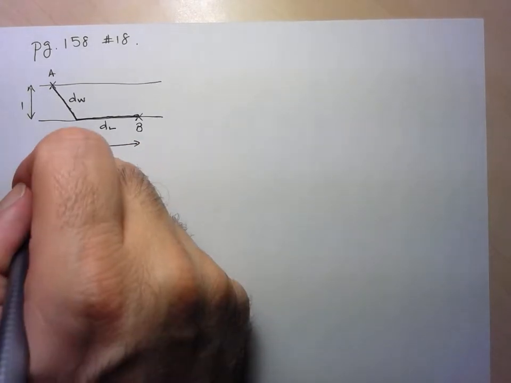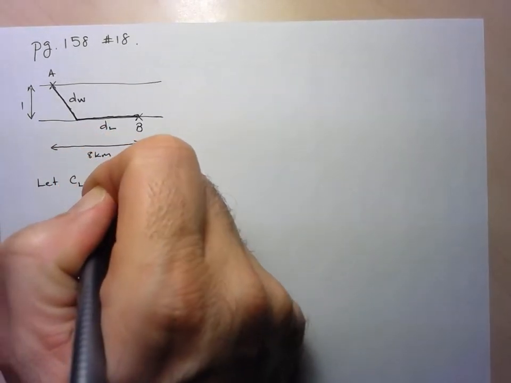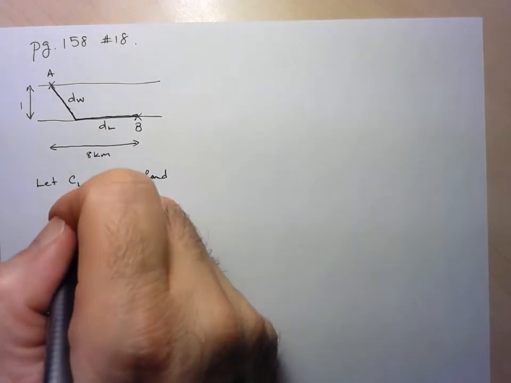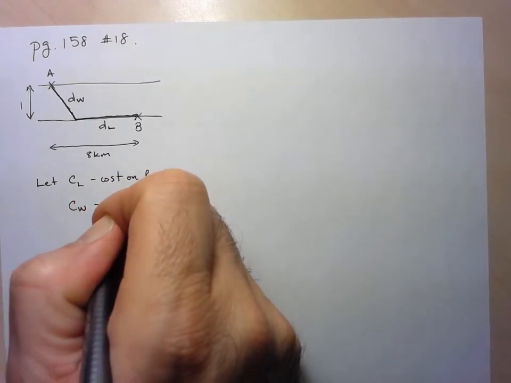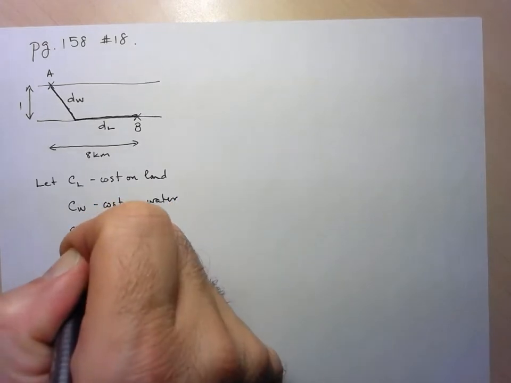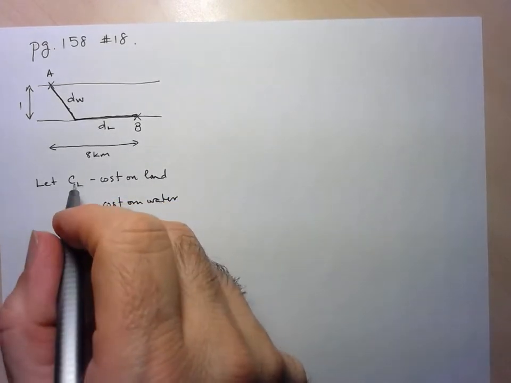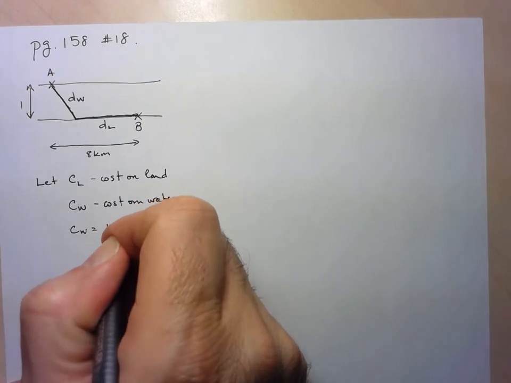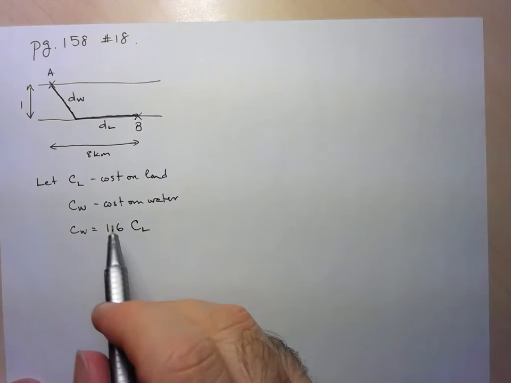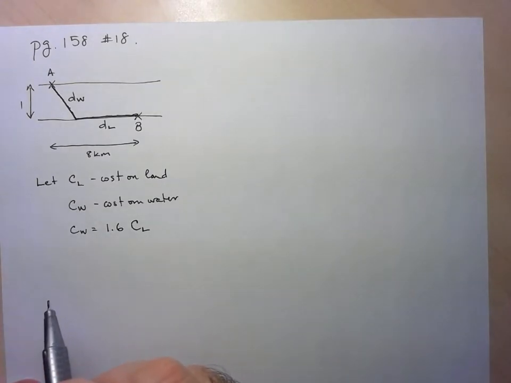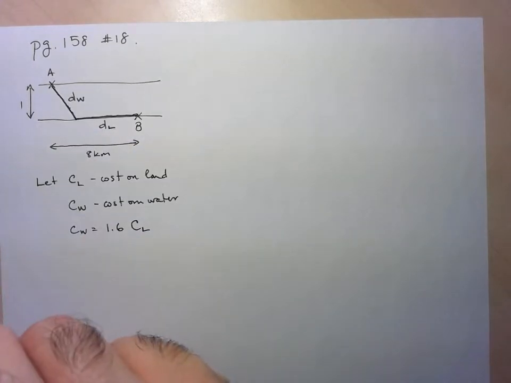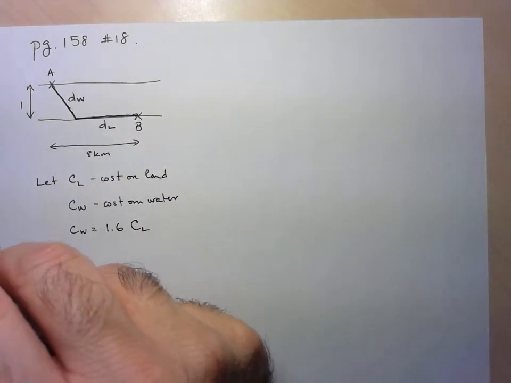So let CL be the cost on land. Then CW, which I'll say is the cost on water, is going to be 60% more than that, so in other words, 1.6 times the cost on land. What we're doing is trying to minimize the number of variables that we have to use. So what we need to do is determine expressions for these distances with respect to one variable.